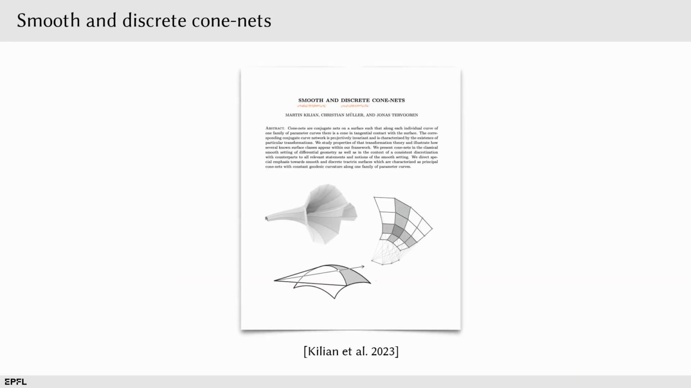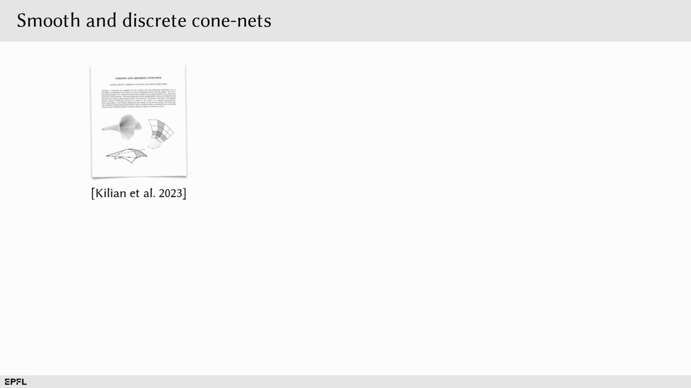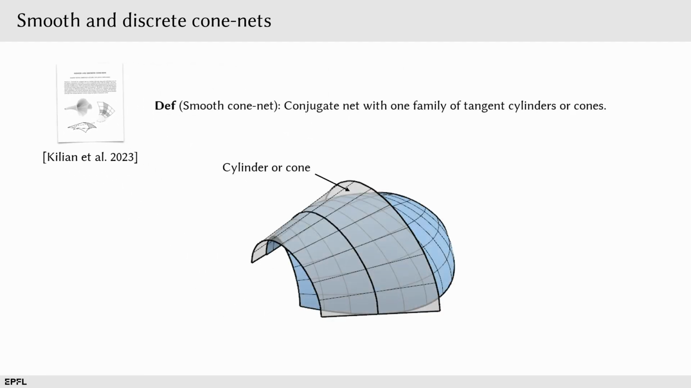Recent work by Killian and co-authors studies smooth and discrete cone nets from a theoretical standpoint. Specifically, smooth cone nets are conjugate nets in which one family of tangent developables are not just any developable surfaces, but specifically cylinders or cones. Now, we might ask ourselves how general this class of surfaces actually is, because we have seen that discrete cone nets are a proper subset of discrete Monge surfaces that can only have tangent cylinders, but how much freedom does using tangent cones actually buy us?